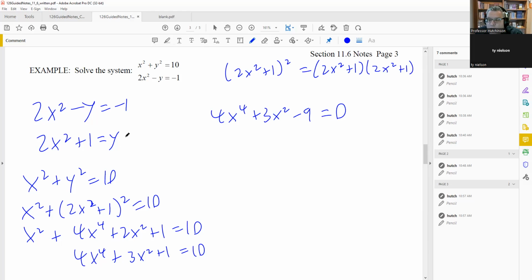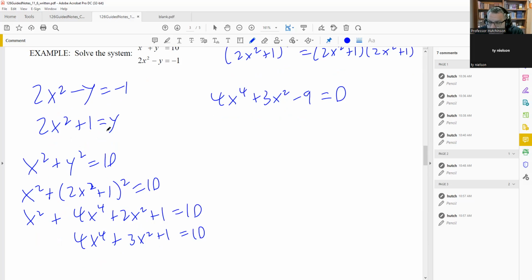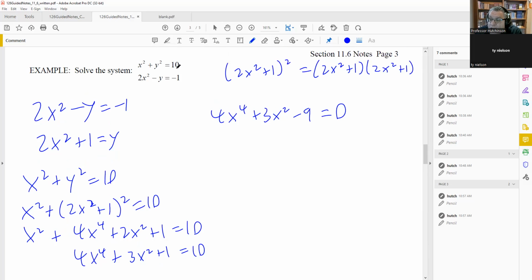Before factoring, let's double check the work that we did so far, just to review. I took this equation here, I added the y to both sides and added the 1 to both sides and got 2x squared plus 1. Then I'm starting with the first equation that I have here, replacing the y with 2x squared plus 1. So I put that in there and I expanded it out.